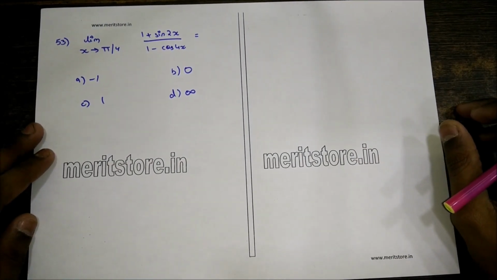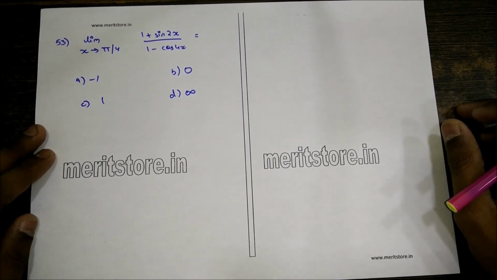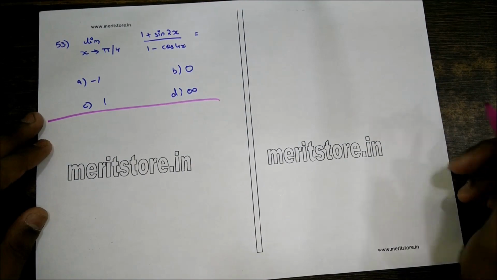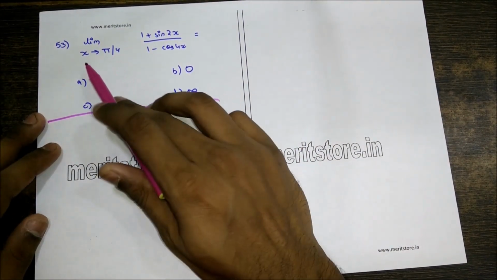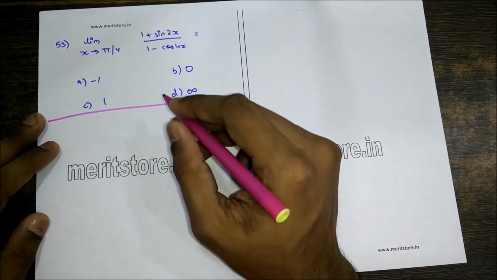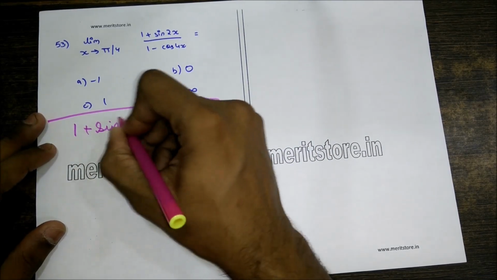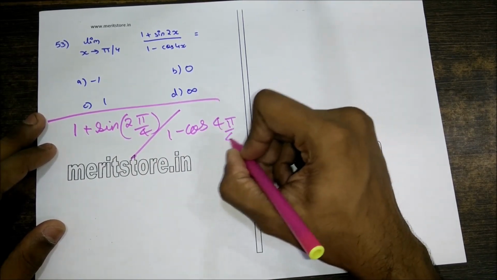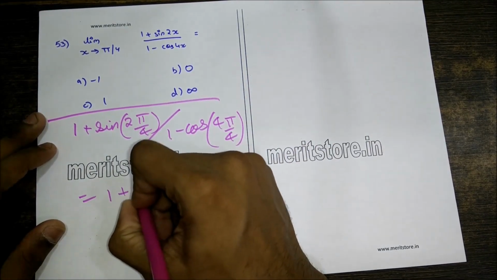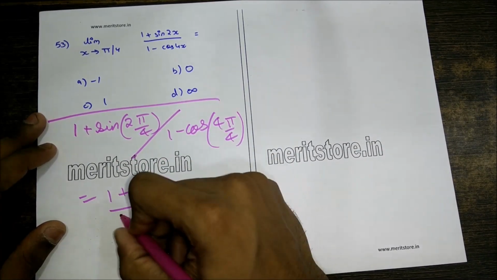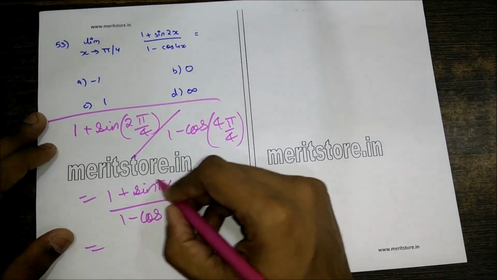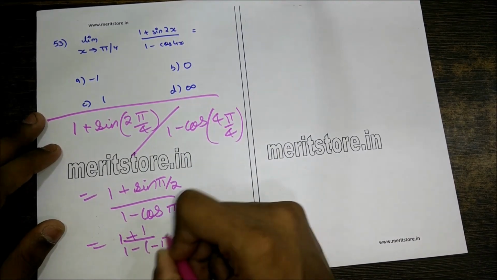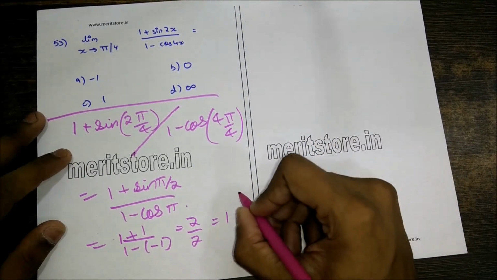Limit of x tends to pi by 4, (1 plus sin 2x) upon (1 minus cos 4x) equals: a, minus 1; b, 0; c, 1; or d, infinity. What we need to do first is apply the limit x tends to pi by 4, substituting the value of x as pi by 4. That gives us (1 plus sin 2 into pi by 4) upon (1 minus cos 4 of pi by 4). Now solving this, we get (1 plus sin pi by 2) upon (1 minus cos pi). Substituting the values for sin pi by 2 and cos pi, we get (1 plus 1) upon (1 minus of minus 1), that is 2 by 2, which gives us 1, which is option C.